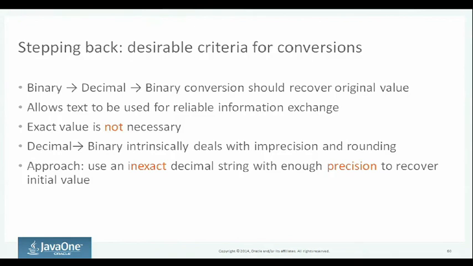If we want to step back, what are the properties we want to preserve? Well, if we have a round trip like this, start with binary, convert it to decimal, and convert it back to binary floating point, we'd like to recover the original value. That way we can use text for information interchange. We don't always have to use a binary format. And to do this, the exact value is not necessary. We know that the decimal to binary part has to deal with imprecision in rounding. So the approach is we'll use an inexact decimal string for output, but one with enough precision that we can recover the initial value.